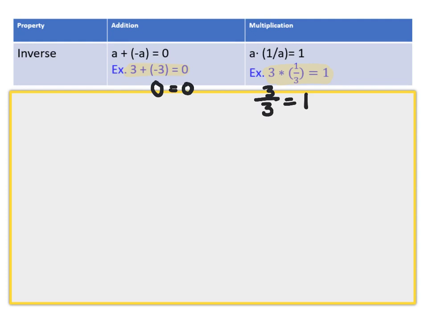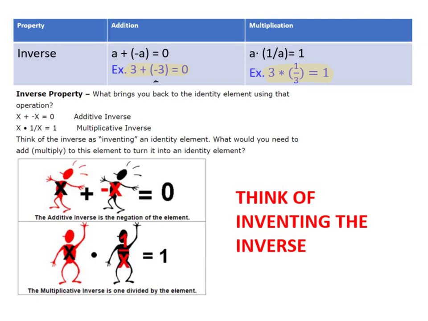Now, to help you remember these relationships, we think of inventing the inverse. You want to create the element that will get rid of it. Make it 0, make it 1, get rid of that original number. So you want to think of this as inventing the inverse.